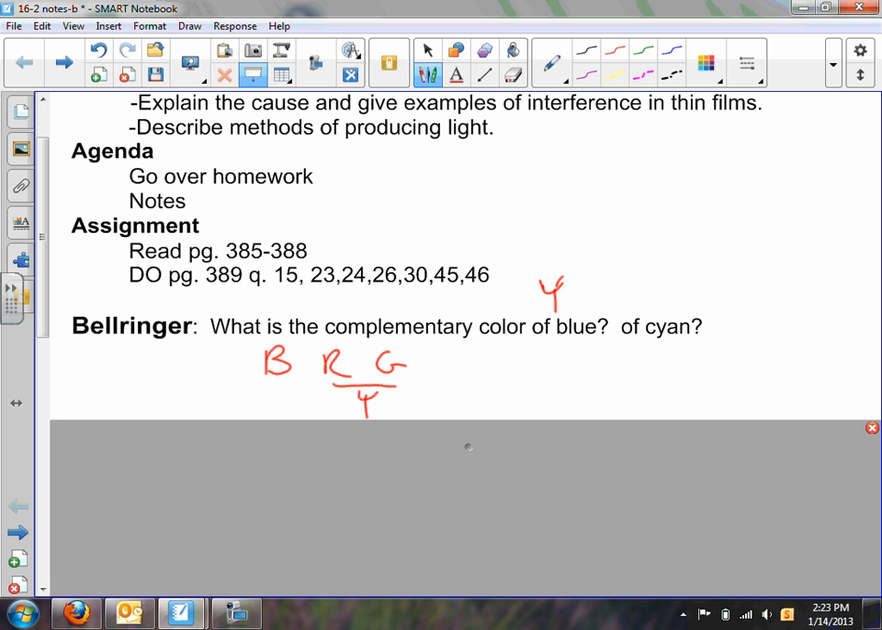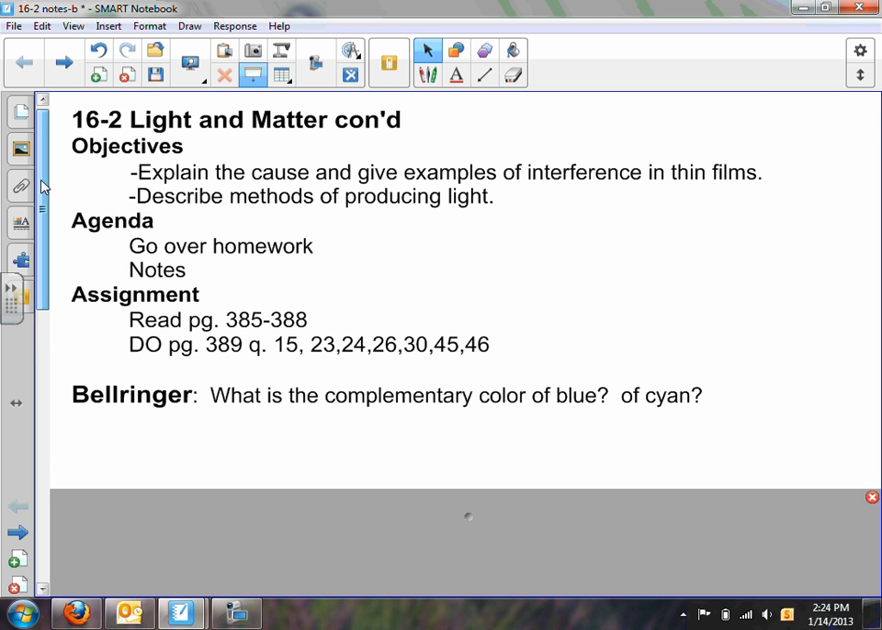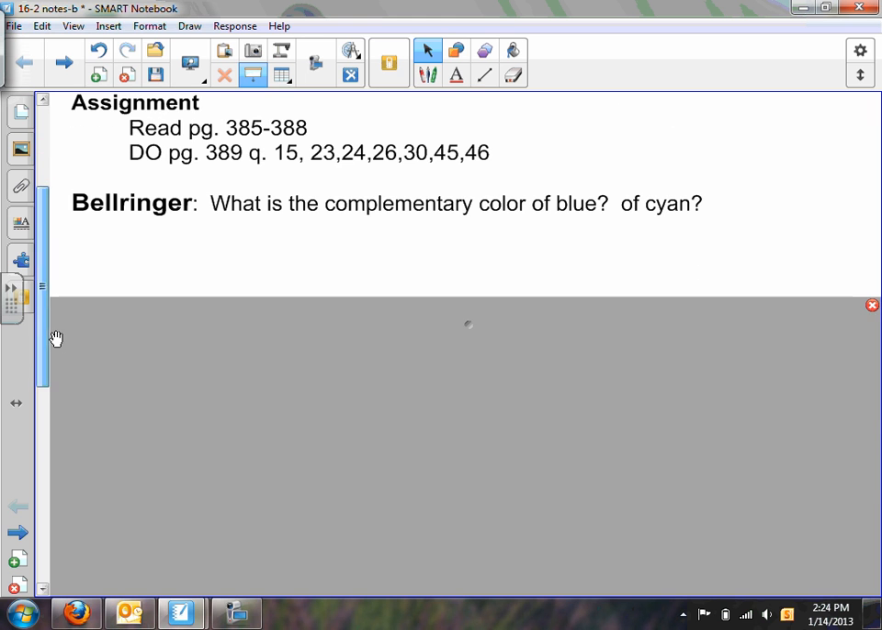For cyan, well, cyan is made up of green and blue. So the complementary to cyan would be the other one, which would be red. Let's look at our objectives. Explain the cause and give examples of interference in thin films, and then describe methods of producing light.